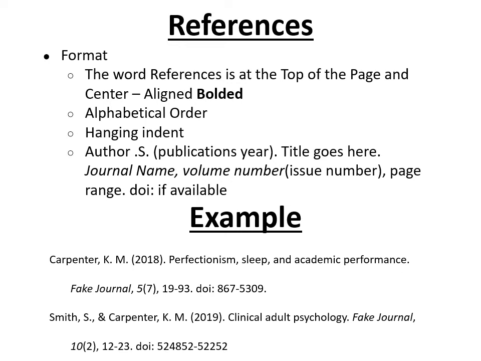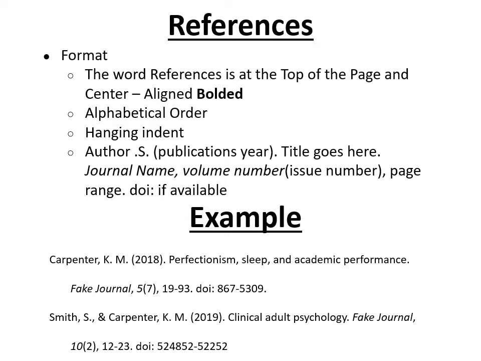Once we're done with the actual discussion section, we're going to have the references. The word references is at the top of the page, center aligned and bolded. The references should be in alphabetical order based on the first author. After the first line, there should be a hanging indent. So you don't indent the first line, you indent all additional lines.